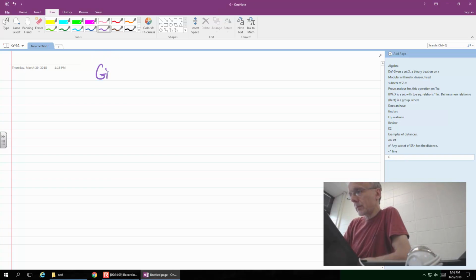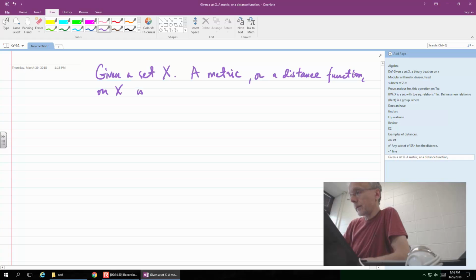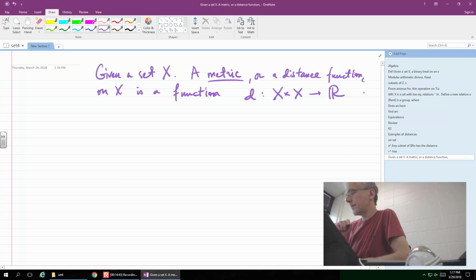So given a set, any set, a metric, or a distance function, on X is a function d from X cross X to the reals to begin with. Okay, so this is the definition.